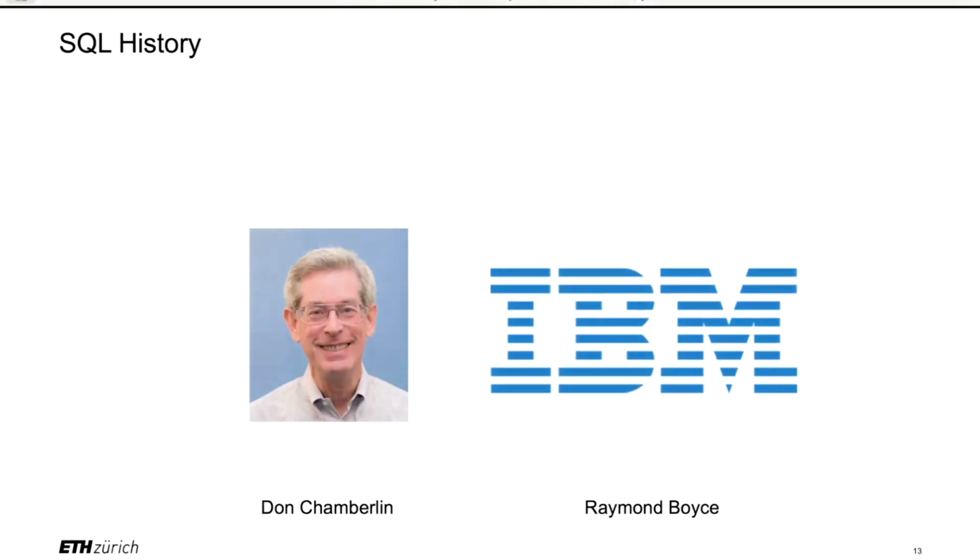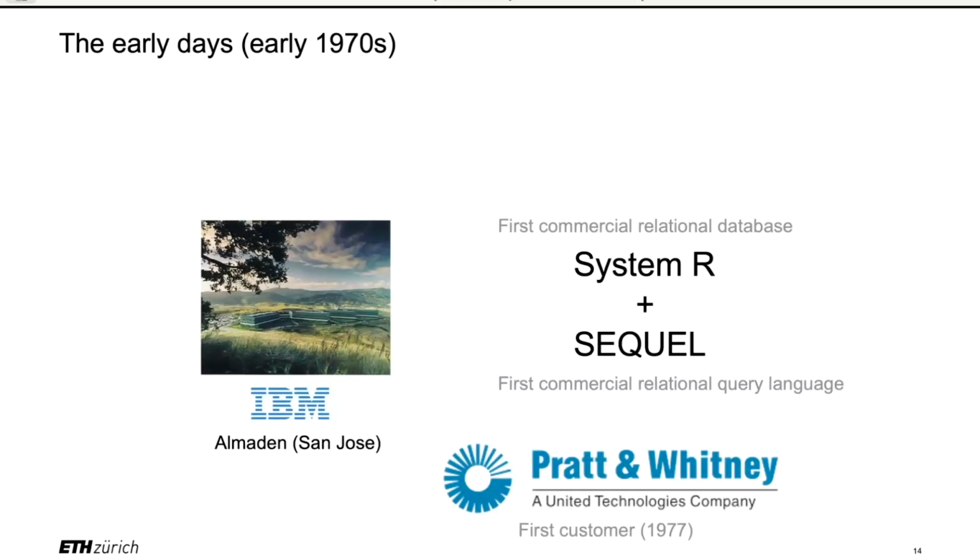So I'm going to give you a little bit of a history of how things happened. In the early days, one of the people involved was Don Chamberlain and another Raymond Boyce. Boyce gave his name to the Boyce-Codd normal form that we'll see in a couple of weeks in the theory. So I'm just saying this is a person who gave his name to it. And so they came up with the structured English query language.